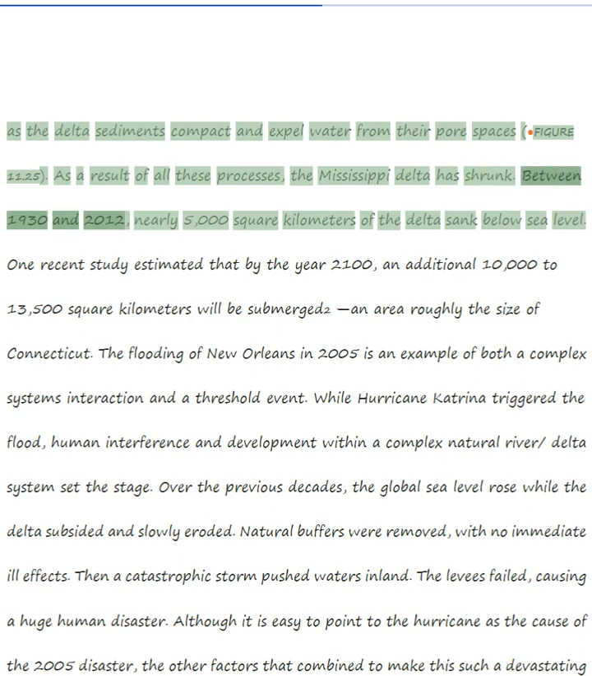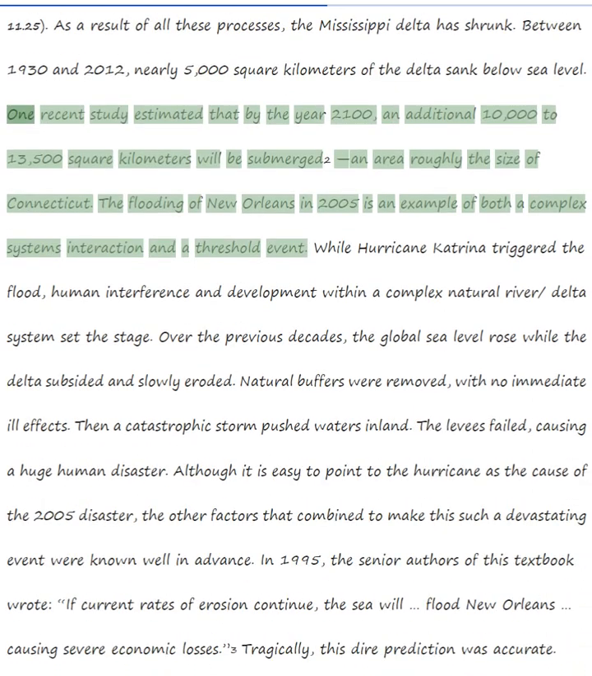Between 1930 and 2012, nearly 5,000 square kilometers of the delta sank below sea level. One recent study estimated that by the year 2100, an additional 10,000 to 13,500 square kilometers will be submerged, an area roughly the size of Connecticut. The flooding of New Orleans in 2005 is an example of both a complex systems interaction and a threshold event.